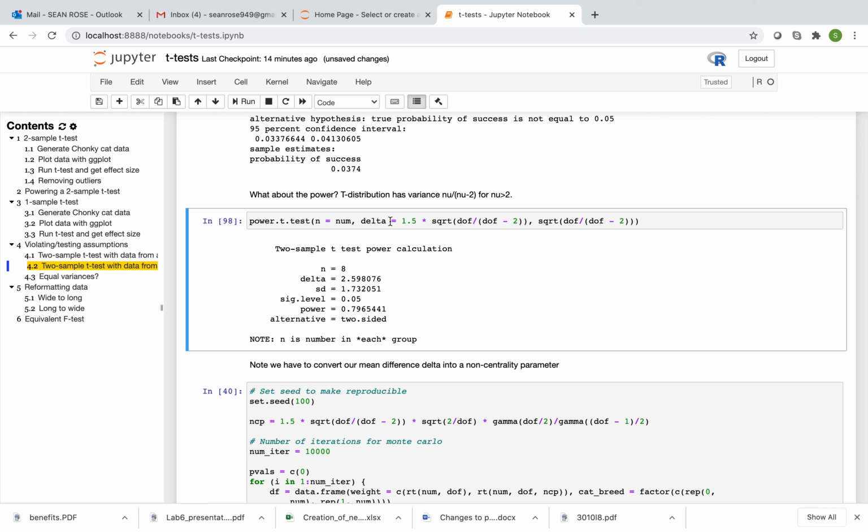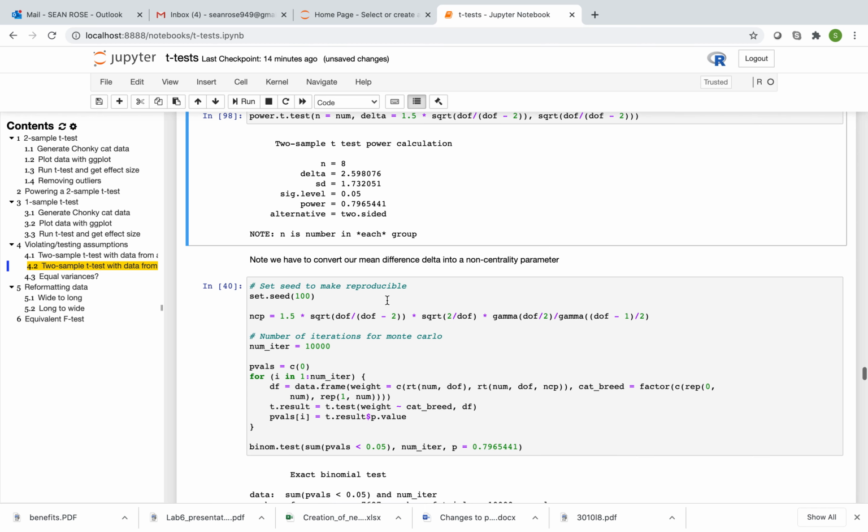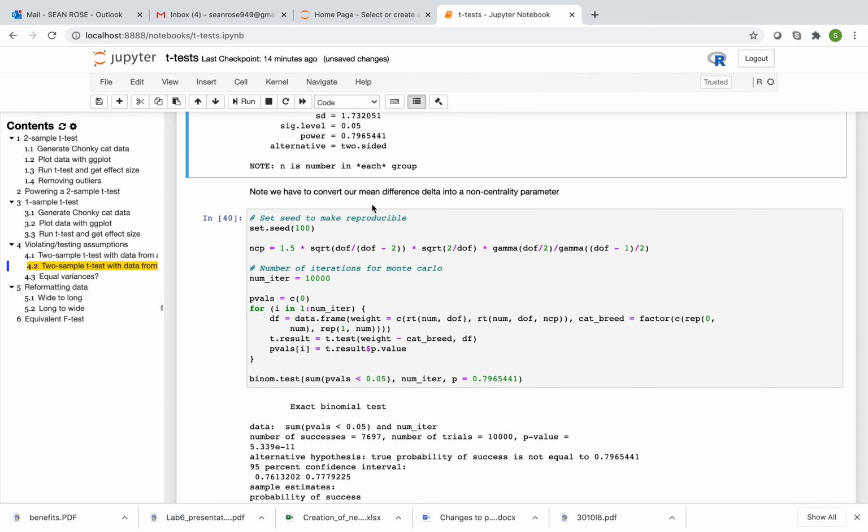I'm setting delta to be 1.5 times that, so a Cook's d essentially of 1.5. And it turns out that gives you a power, again, of around 80%. So I'm going to use that in the simulation for power. Here I'm doing some fancy stuff to calculate the so-called non-centrality parameter of the non-central t-distribution.